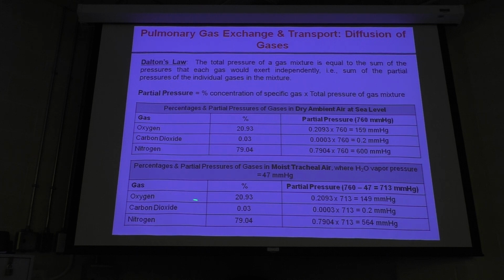And so you can see that as soon as the air becomes moistened in the upper airways and humidified, we actually lose some partial pressure of oxygen. So as it's transported from the atmosphere and into the body, we actually desaturate the amount of oxygen in the inspired air a little bit. And this is also true for nitrogen, because part of that total pressure is now being exerted by the water vapor pressure, at the same percentage concentration, according to Dalton's law.